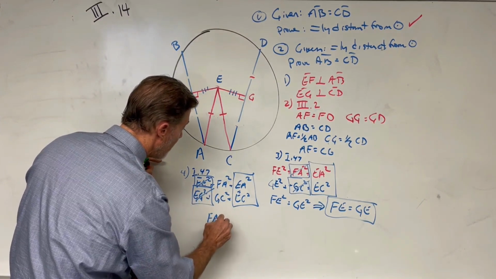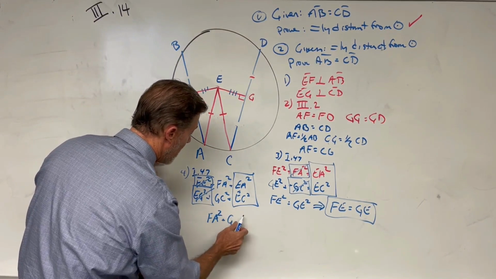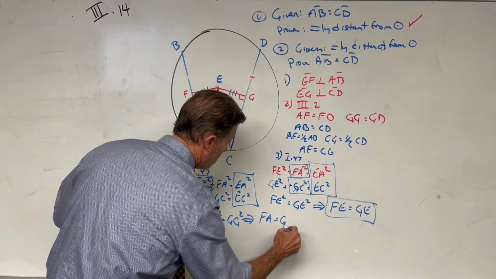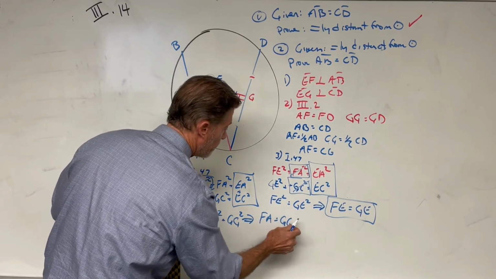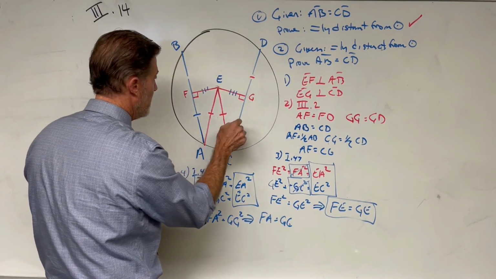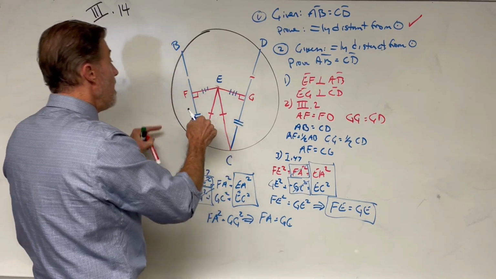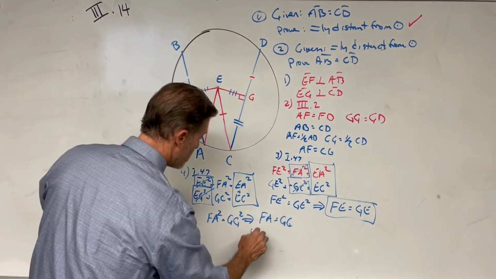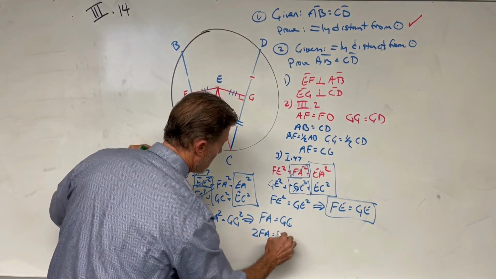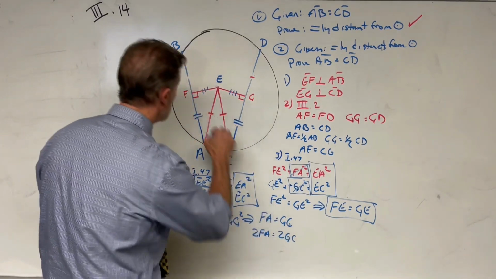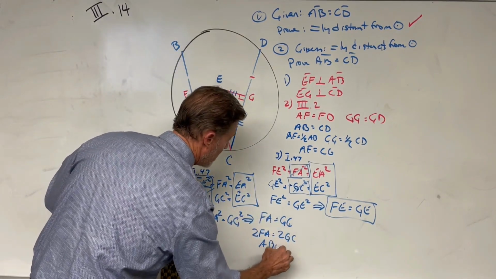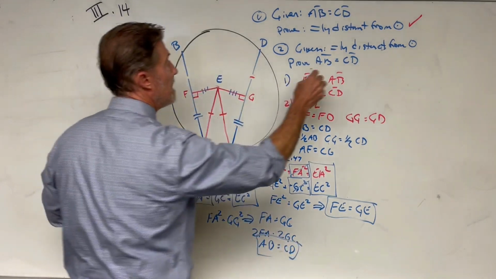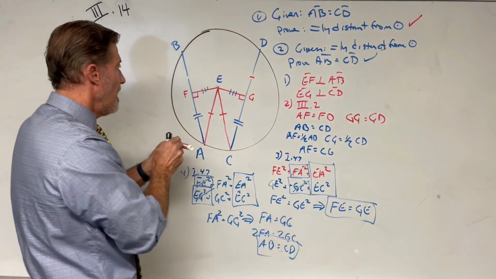Therefore, the square on FA is equal to the square on GC, which means we can unsquare them, and FA is equal to GC. So this is equal to this. But remember, FA is half, so if we double FA, 2 times FA is going to be equal to 2 times GC. But 2 times FA is equal to AB, and 2 times GC is equal to CD. Therefore, AB is equal to CD, which is the second thing we're meant to prove.